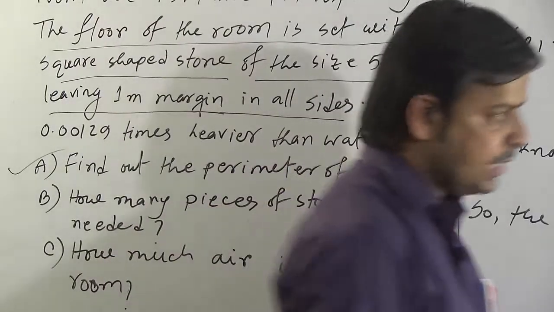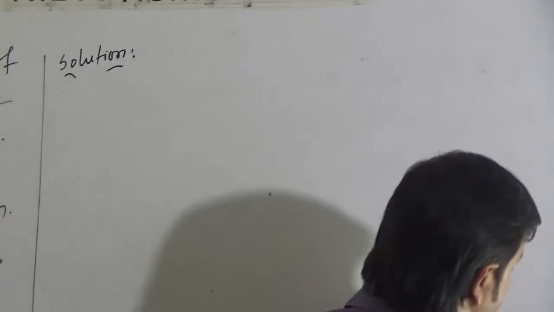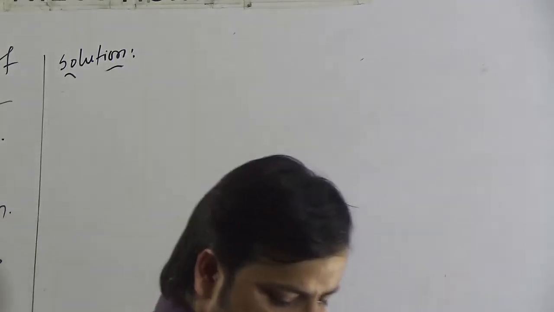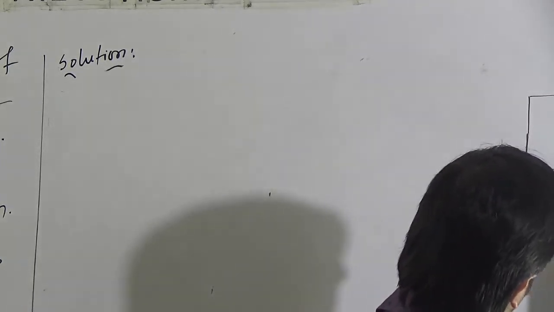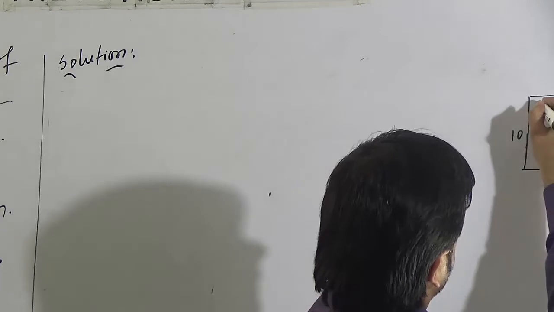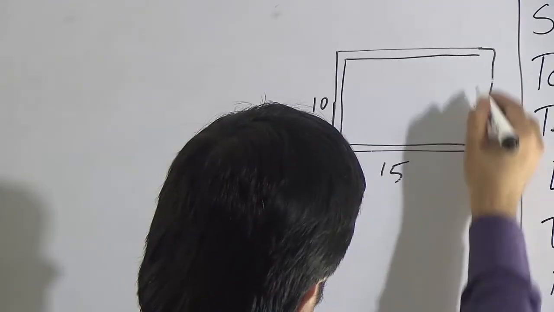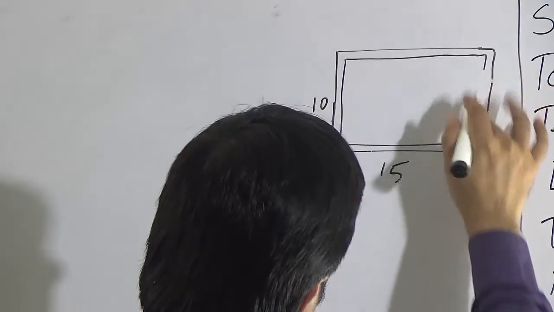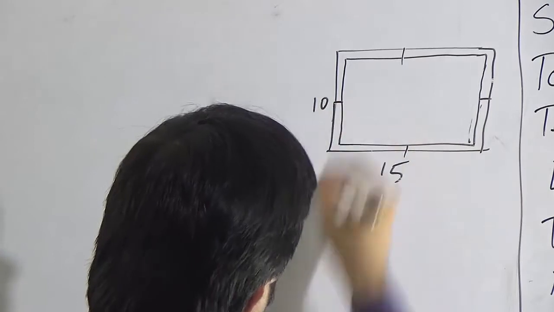It means that if we try to understand here what the statement describes. Now try to understand here. Suppose this is a room. Its length is 15 meter, breadth is 10 meter. We have determined in A. So we can say leaving 1 meter margin. We have to set stone, leaving 1 meter margin in all sides. So here is 1 meter. Leaving 1 meter margin. So this is 1 meter, 1 meter, 1 meter and 1 meter.